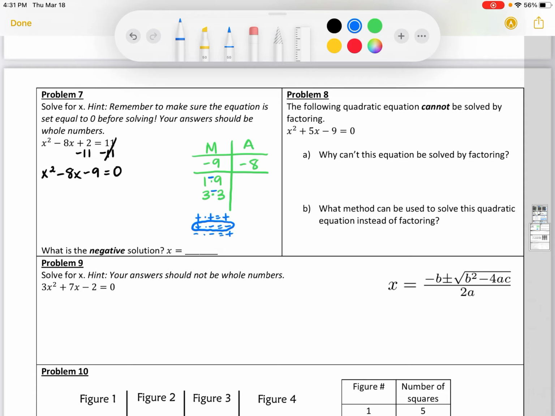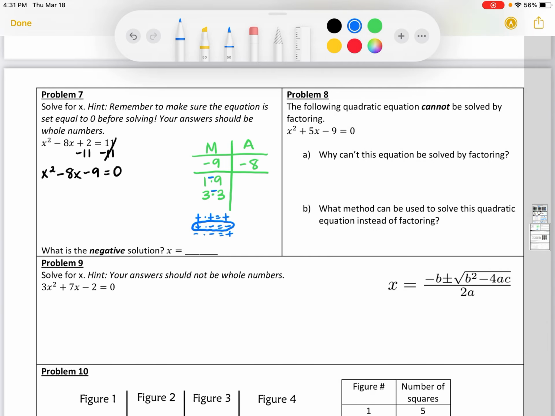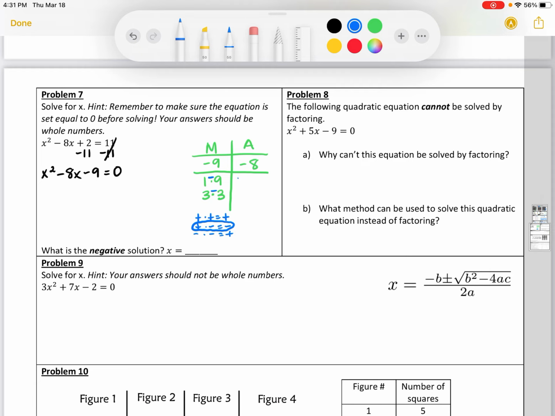Now, I need to see which one adds up to -8. So 1 plus -9, you can check it in the calculator. 1 plus -9 gives you -8, and that's exactly what we wanted. If you checked 3 plus -3, you would get 0. They cancel out. So it has to be 1 plus -9, and then I'm just going to write it in the factored form. So x plus 1, x minus 9 equals 0.